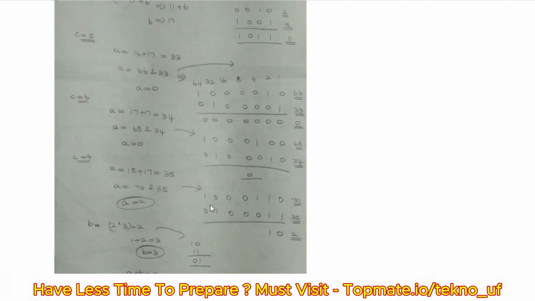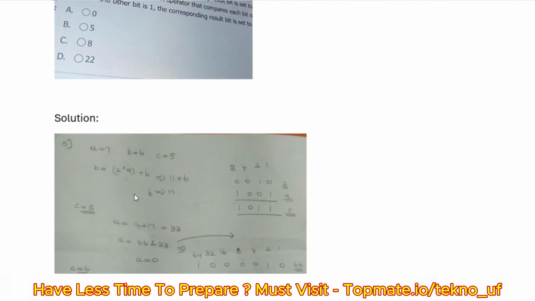The binary format for 70 is 10000110, and the binary format for 35 is 01000011. So we need to evaluate based on bitwise AND operation. Considering all these inputs, we'll be having 1, 1 in this part alone. So it will throw 1. For all other parts, there will be 0 as output. So the value of 70 and 35 will become 2. So the value of A is 2 in the third iteration and also the final iteration.